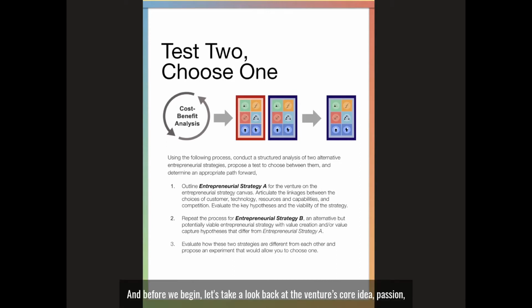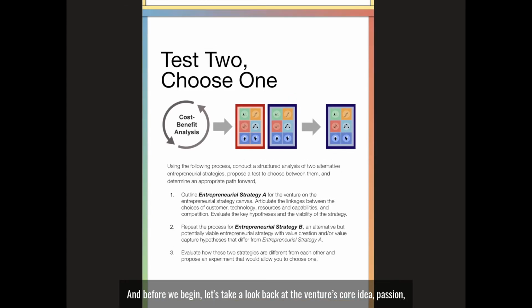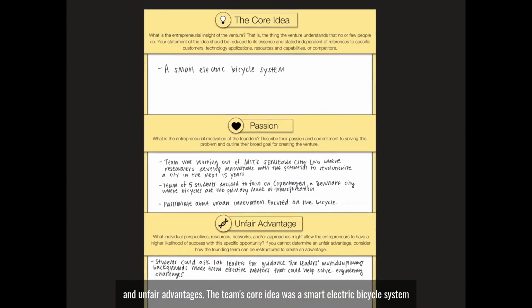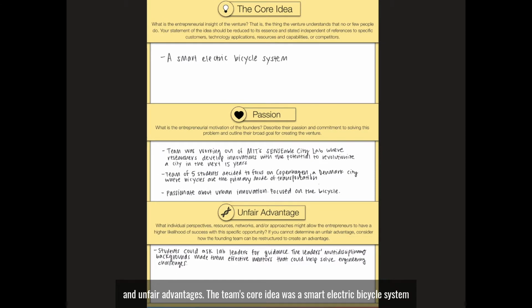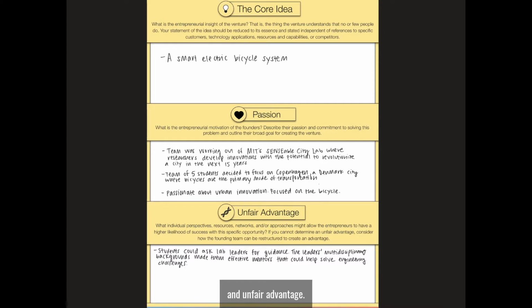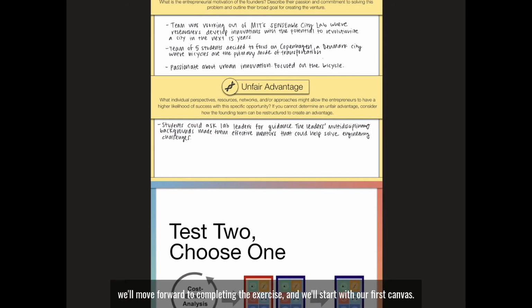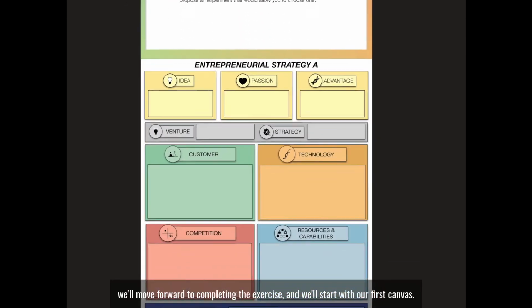And before we begin, let's take a look back at the venture's core idea, passion, and unfair advantages. The team's core idea was a smart electric bicycle system, and they were passionate about urban innovation in bike-centric cities like Copenhagen. We can also note that their unfair advantage was their experienced, multidisciplinary team and their group of mentors. For a more detailed look at these aspects, feel free to take a look at our video on idea, passion, and unfair advantage. So now that we've provided some context for our example, we'll move forward to completing the exercise, and we'll start with our first canvas.